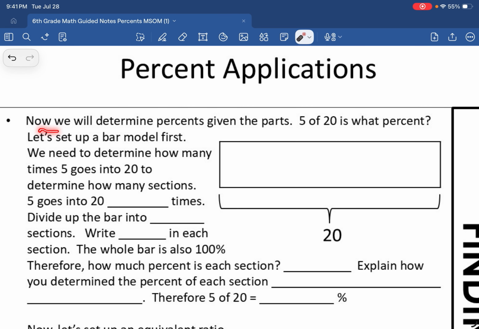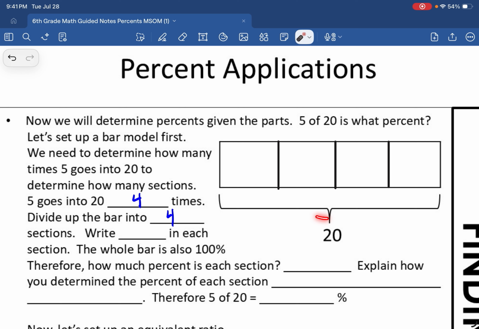Now we will determine percents given the parts. 5 of 20 is what percent? So I'm given my part, I'm given my whole. So let's set up a bar model first. We need to determine how many times 5 goes into 20. And so I can figure that out by going 20 divided by 5, and that will give me 4. So I'm going to divide this up into 4 sections.